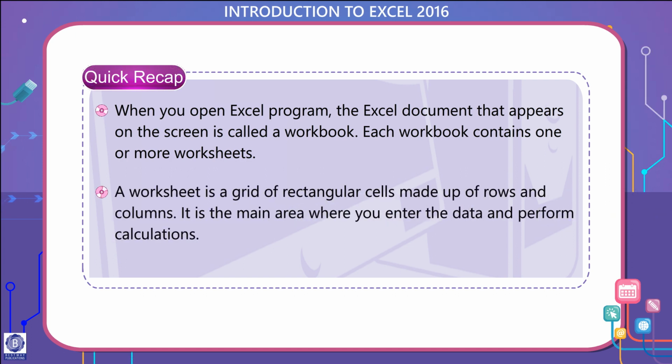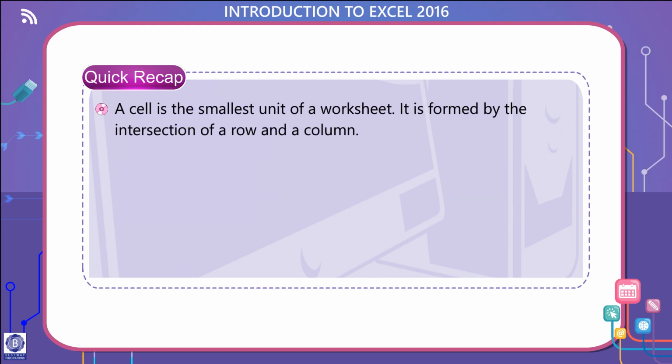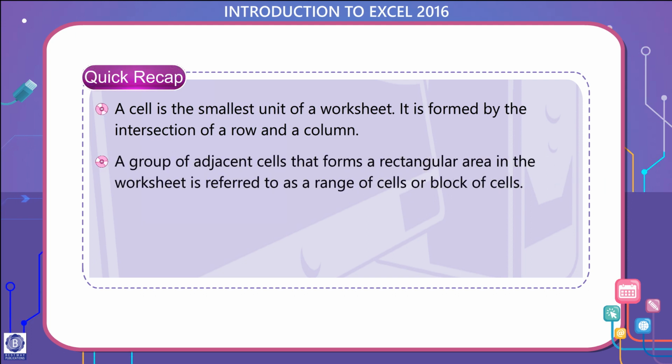worksheets. A worksheet is a grid of rectangular cells made up of rows and columns. It is the main area where you enter the data and perform calculations. A cell is the smallest unit of a worksheet. It is formed by the intersection of a row and a column. A group of adjacent cells that forms a rectangular area in the worksheet is referred to as a range of cells or block of cells.